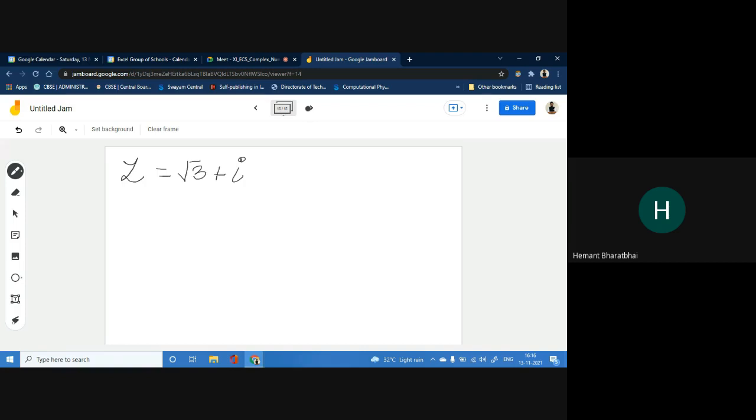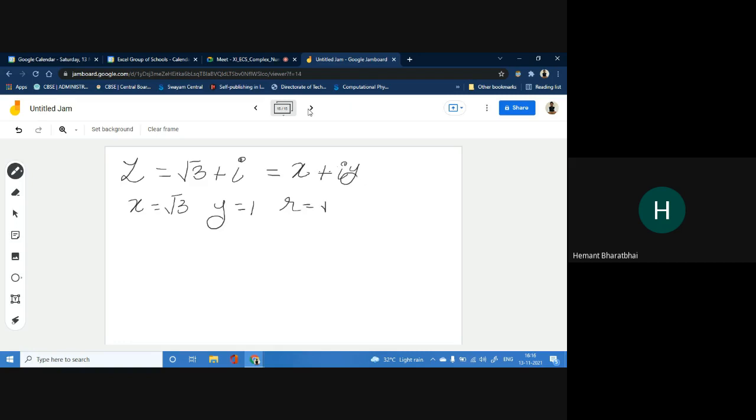So how do you get r and theta? When you compare it with x plus iy, you get x is equal to root 3, and you will get y is equal to 1 when you compare it. Then you can directly put it into the formula.